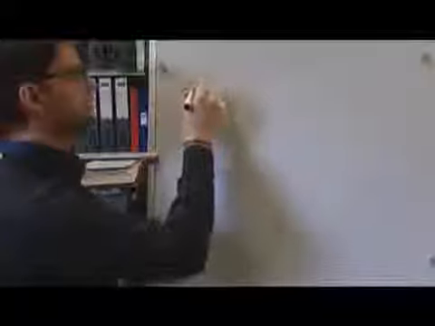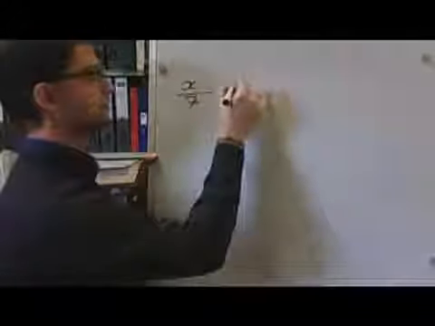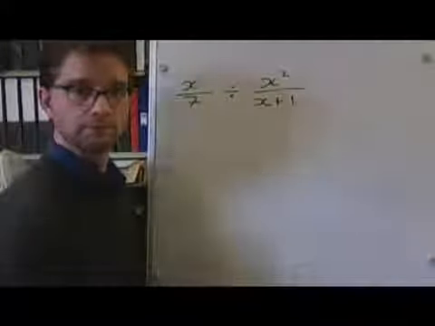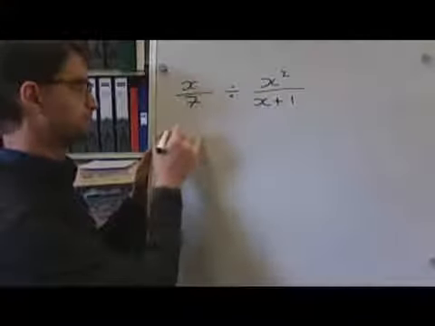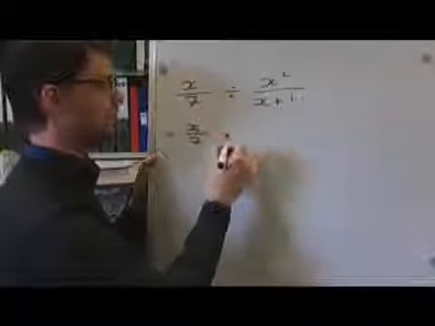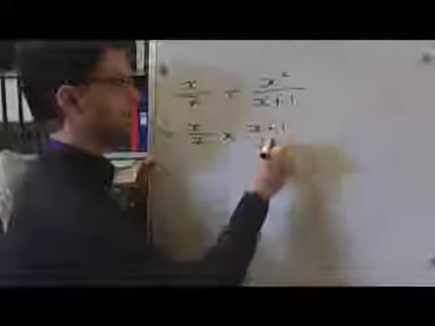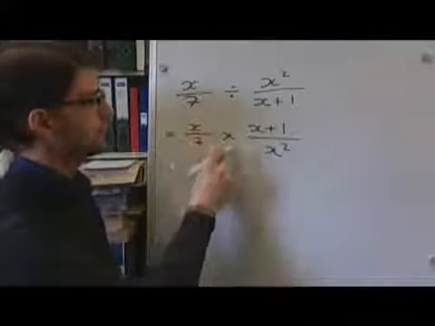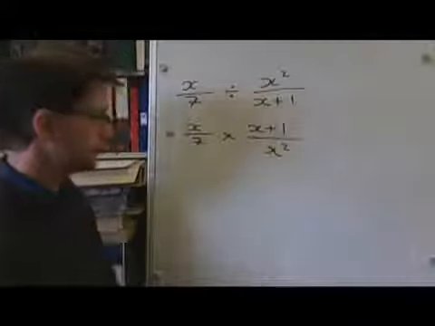Suppose I've got x over 7 divided by x squared over x plus 1. First thing when you're dividing fractions, you turn the second fraction upside down and multiply them out. So you end up with x over 7 times x plus 1 over x squared.